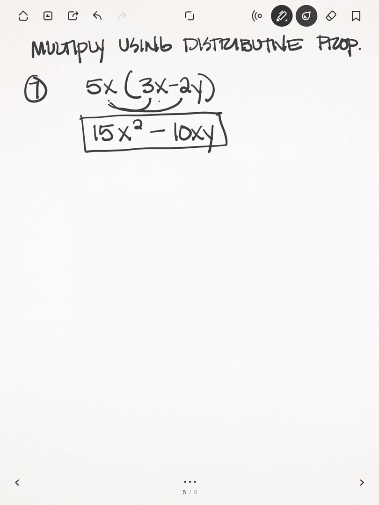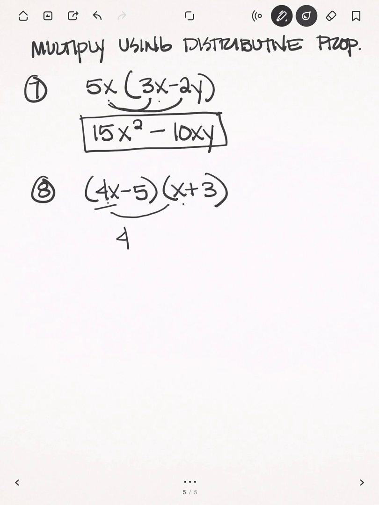All right, number 8, same directions. Suppose you have a binomial like 4x minus 5, has 2 terms in it, and we multiply by another binomial, x plus 3. We're going to do the same thing we did on number 7, except this time we have to distribute twice. First, we're going to take 4x, and we're going to multiply it by everything on the other side in the parentheses. So here we have 4x times x, the 4 doesn't change, and x times x is x squared.